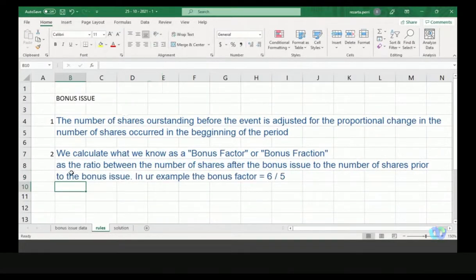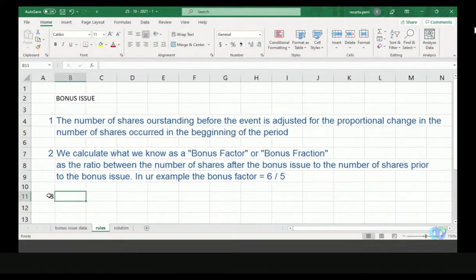Remember that the terms of issuing the bonus was 1 new share for each 5 existing. That is, prior to the bonus issue, we would have 5 shares, and then after that, 1 more. So it is 6 to 5. I hope that is simple to understand in this case.